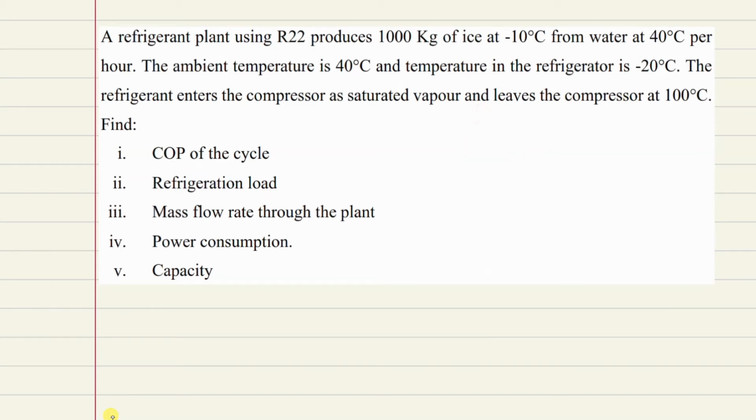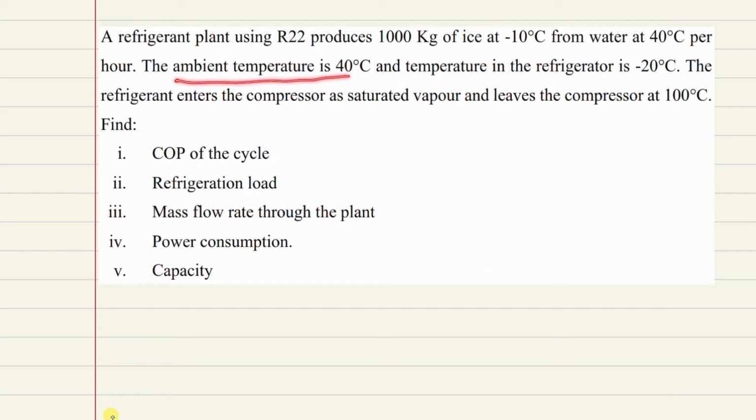Okay, here capacity directly is not given. So from this data we have to calculate Q dot A in kilojoule per second. Per hour is given, so this heat we have to remove per hour. So that will be divided by 3600.